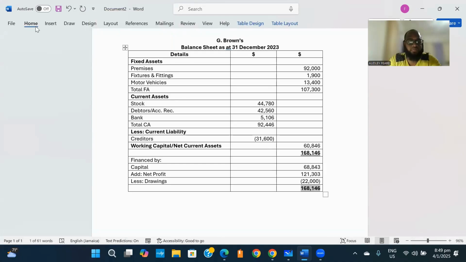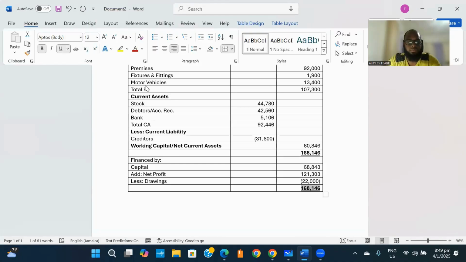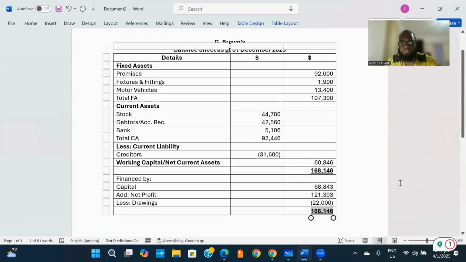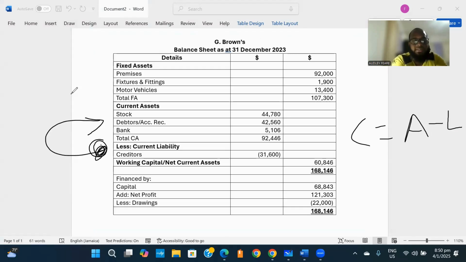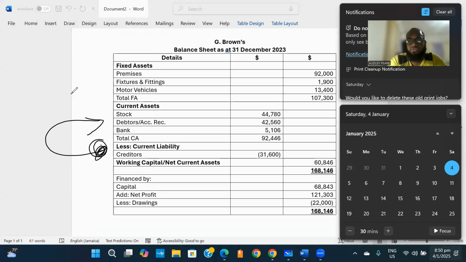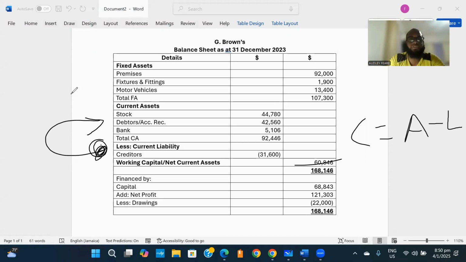So we have to double line. So there we go. And that's how we do the balance sheet. Pretty simple and straightforward. And remember, I mentioned to you that capital is equal to assets minus liability. And that's the reason why we subtracted our current liability from our assets there. So it comes back to that. All right. So pretty straightforward.